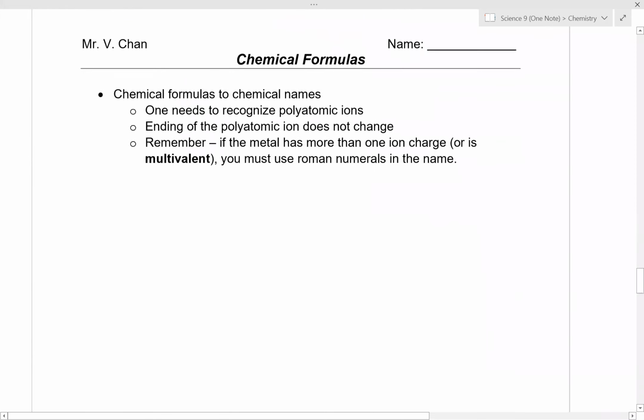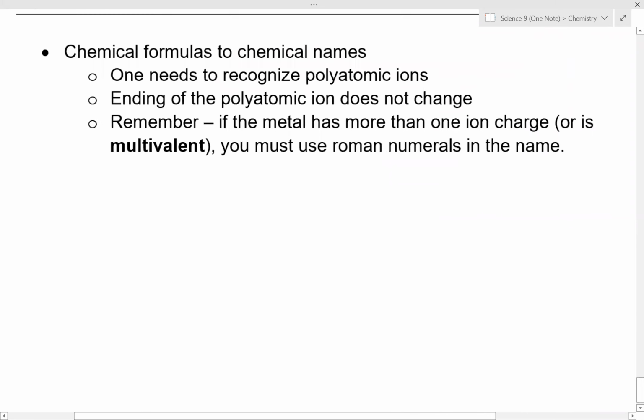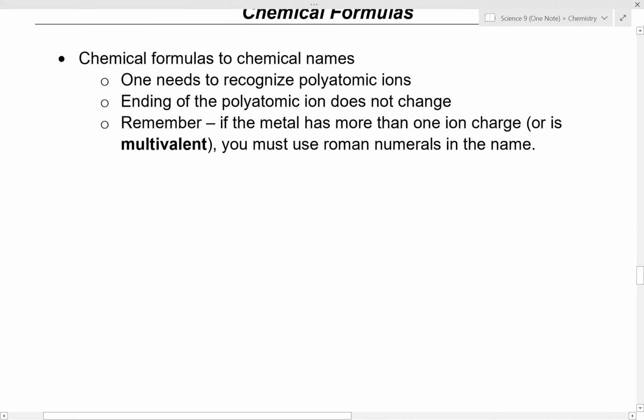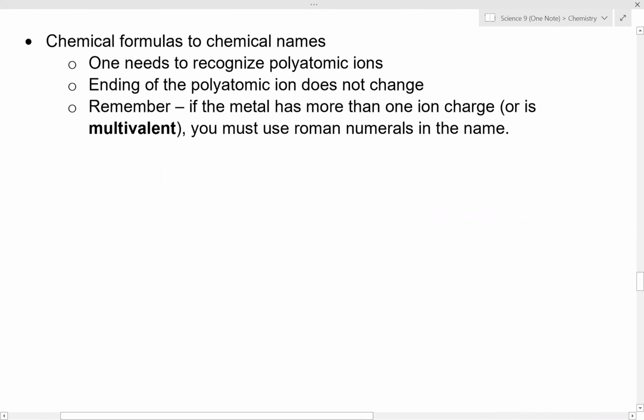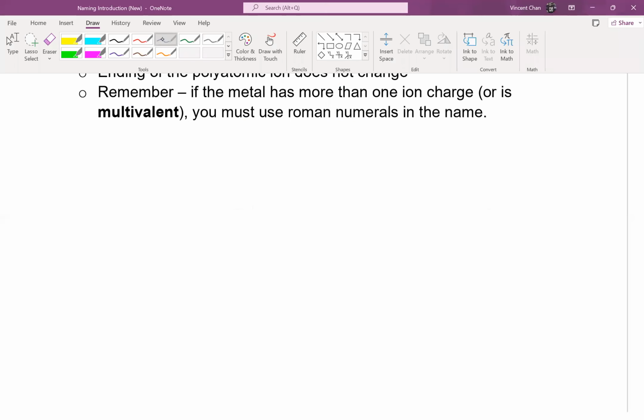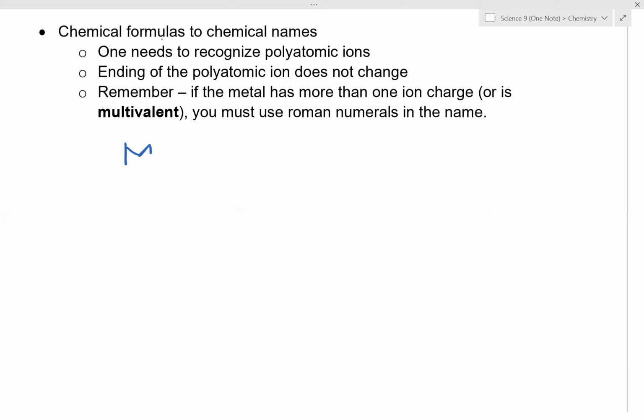Now, for chemical names, from chemical formulas to chemical names, one needs to recognize the polyatomic ions. The ending of the polyatomic does not change. And remember, if the metal has more than 1 ion charge or is multivalent, you must use Roman numerals in the name. So let's say if I gave you an example here.